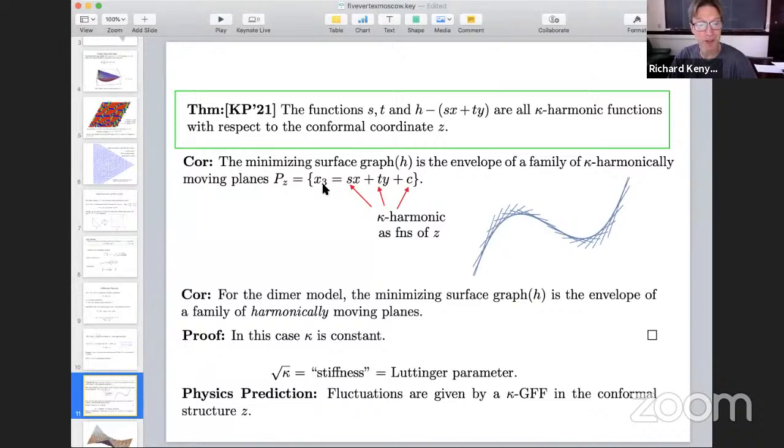Those tangent planes have the following form: X3, which is the third coordinate. I couldn't call it Z because Z is our conformal coordinate, but X3 is the third coordinate, the height. It's SX plus TY, because S and T are the X and Y slopes. And this quantity C is by definition H minus SX plus TY. So the three coefficients defining the tangent plane are all moving Kappa harmonically as functions of the complex variable Z. Which means that if we know the boundary conditions for those planes, we can define the equation in the interior just by Kappa harmonic extension.